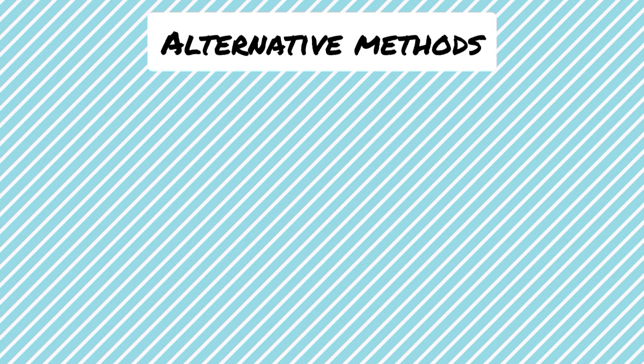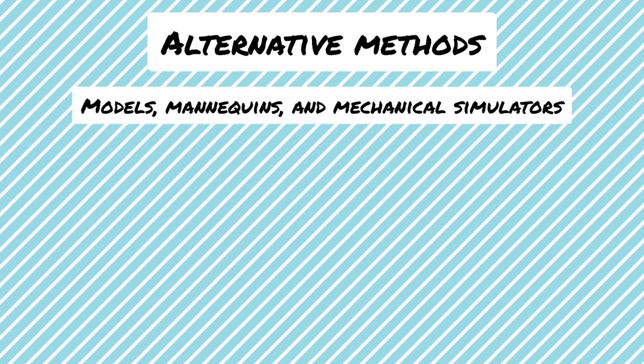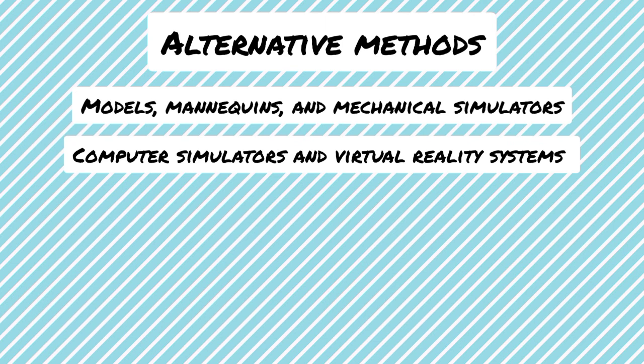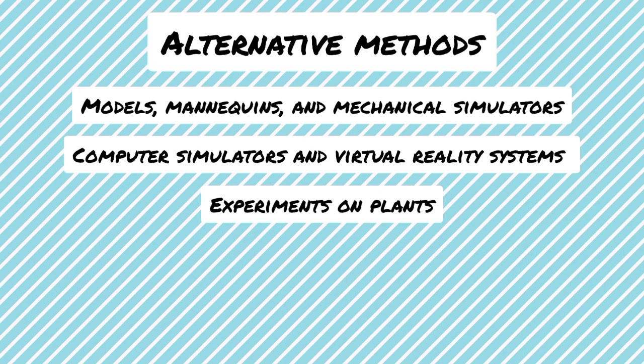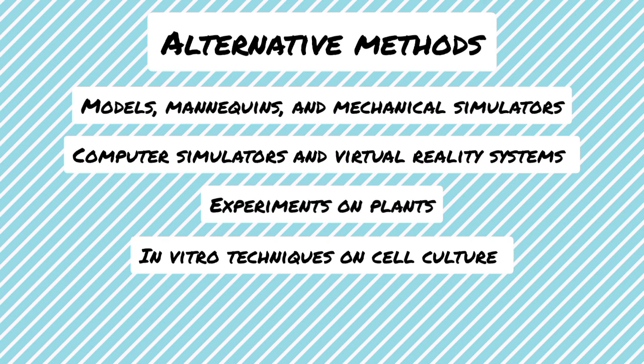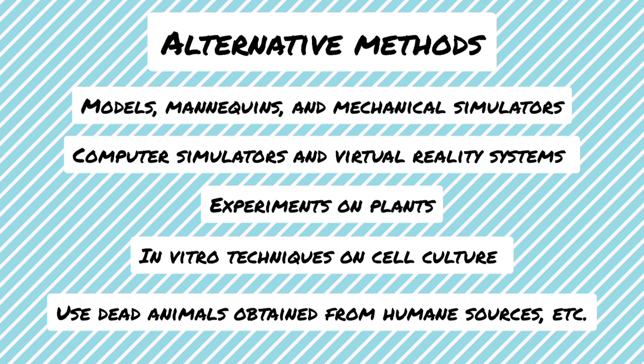Methods that can be used for research instead of animal experiments: models, mannequins, and mechanical simulators, computer simulators and virtual reality systems, experiments on plants, in vitro techniques on cell culture, use of dead animals obtained from humane sources, for example, animals that died of natural causes or were humanely killed after scientific experiments, and etc.